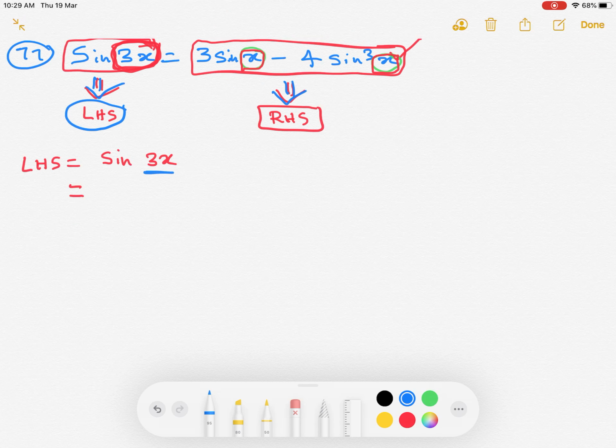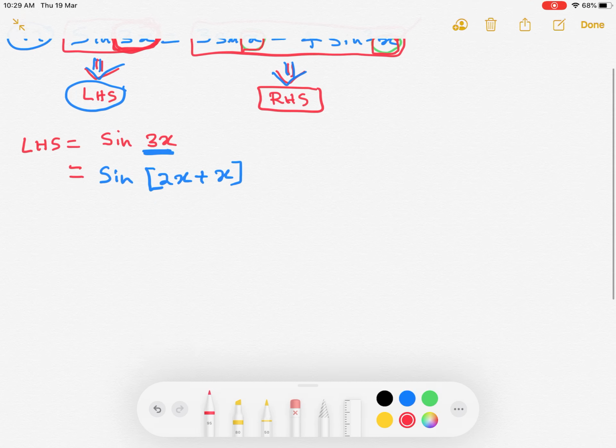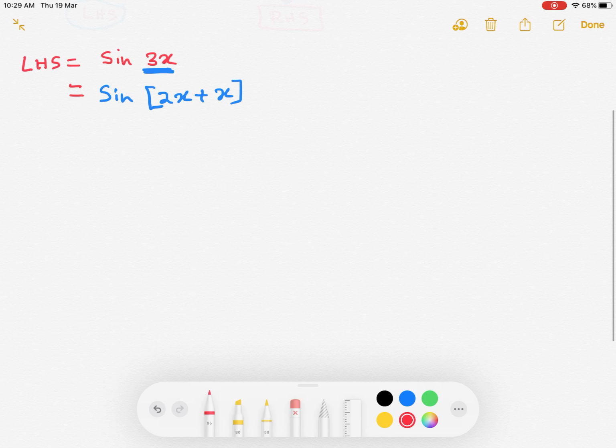Now, what is sine 3x? You have no formula for sine 3x. So first we can split this 3x. How can we split? We can make it 2x plus x. 2x plus x. What is 2x plus x? If you have sine alpha plus beta, you can take this as alpha and this as beta.